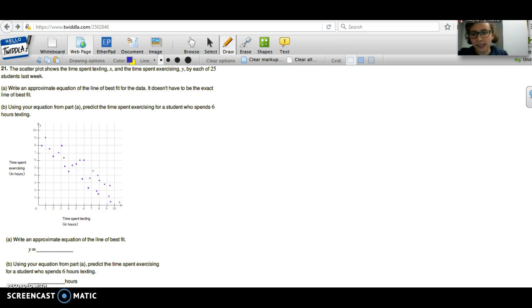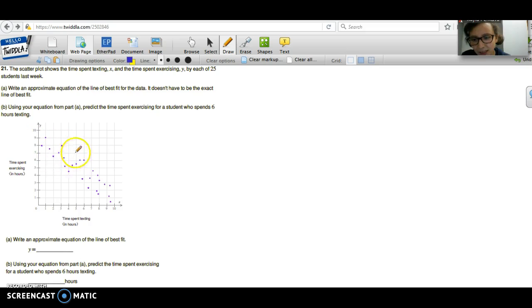Number 21 says, the scatter plot shows the time spent texting, x, and the time spent exercising, y, by each of 25 students last week. Write an approximate equation for the line of best fit of the data. It doesn't have to be the exact line of best fit. So what we're going to do is approximate a line of best fit. The data is going downwards, so we know our slope is going to be negative.